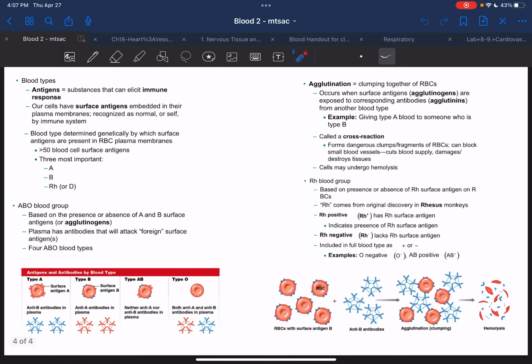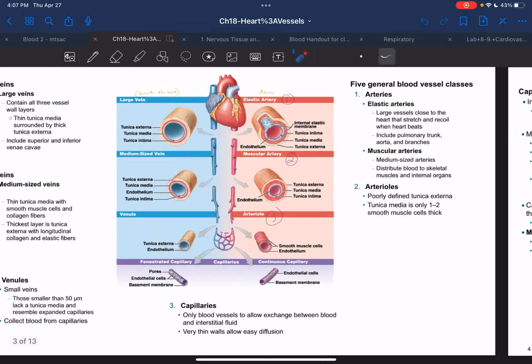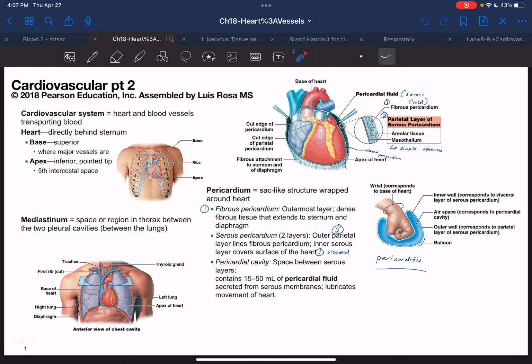All right. I know, we're almost done. And then we have our cardiovascular.